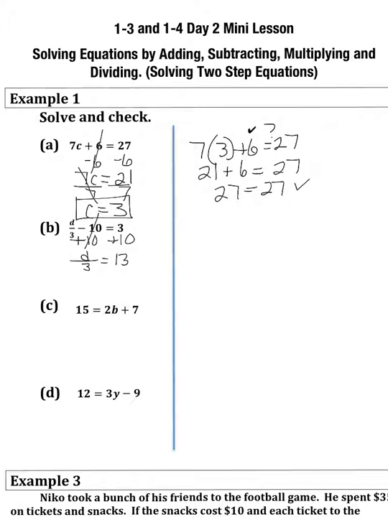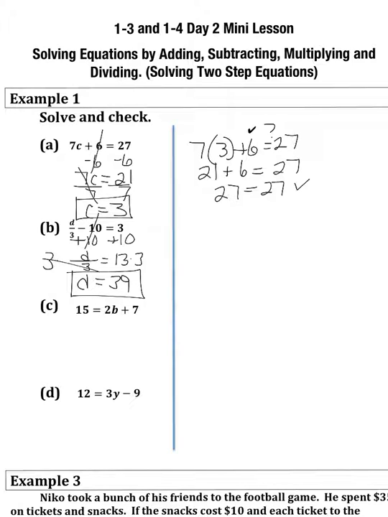Now sometimes you might look at d over 3 and say, oh, that's a fraction, that looks difficult. But actually it's really just a division problem. And so currently d is being divided by 3. So to undo division, the inverse operation is multiplication. So we will multiply both sides by 3, which isolates our d and leaves us with d is equal to 39, which is our final answer.